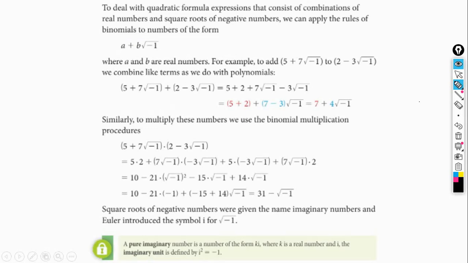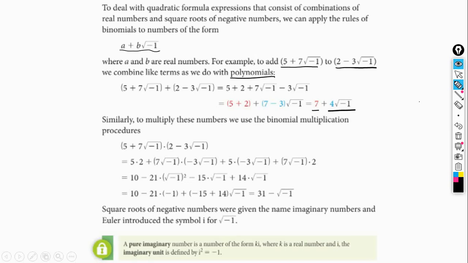To deal with quadratic formula expressions that consist of combinations of real numbers and square roots of negative numbers, we can apply the rules of binomials to numbers of the form a plus b times the square root of negative 1, where a and b are real numbers. For example, to add 5 plus 7 times the square root of negative 1 to 2 minus 3 times the square root of negative 1, we combine like terms as we do with polynomials. So we end up with the expression 7 plus 4 times the square root of negative 1.